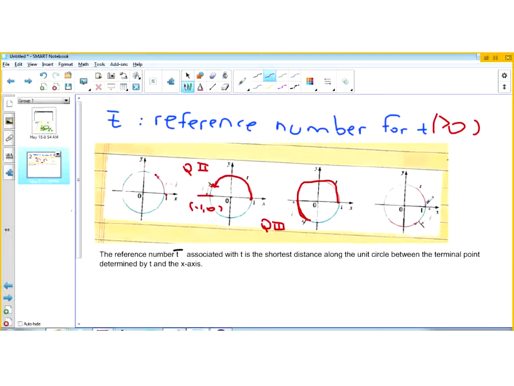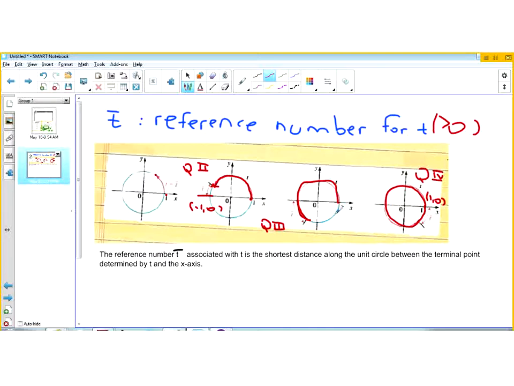Now for quadrant 4. If my terminal point, after going counterclockwise around the unit circle, ends up in quadrant 4, then my positive reference number would be determined by starting at 1, 0 and traversing clockwise along the unit circle until I get to my terminal point, and that holds for quadrant 4. So it's the shortest distance from the x-axis to the terminal point along the unit circle.